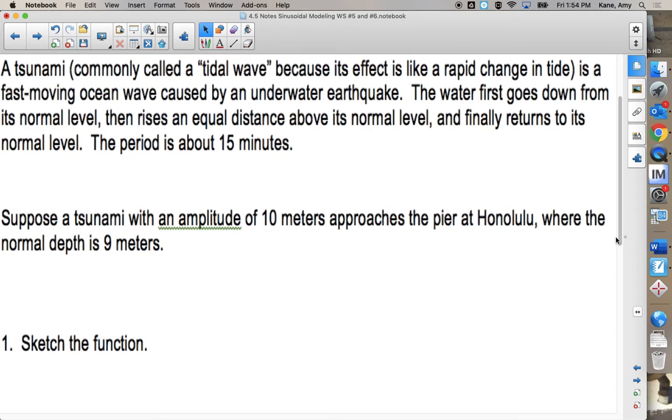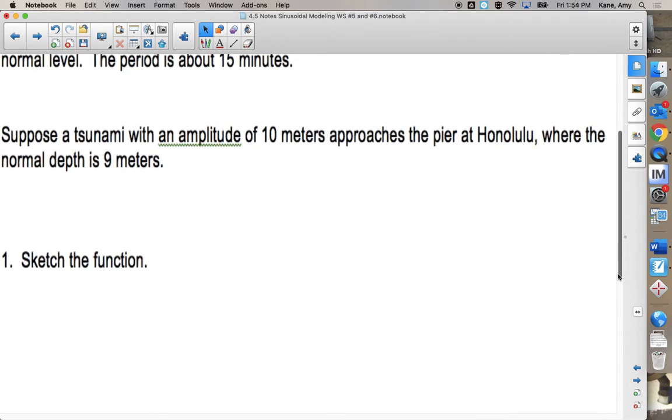That means it's going 10 meters above normal. So think, if there's a wave that's 10 meters high, that's pretty tall. So not your typical wave that you would see at the beach. We're at a pier at Honolulu, and the normal depth of water is 9 meters. So that's where the water is normally resting. That's your middle. So 9 meters is the middle of the graph. That's where it's normally resting.